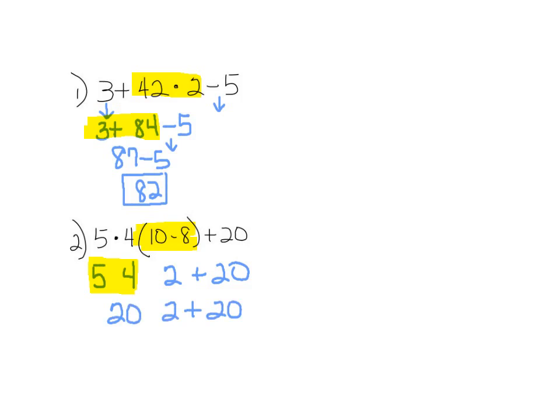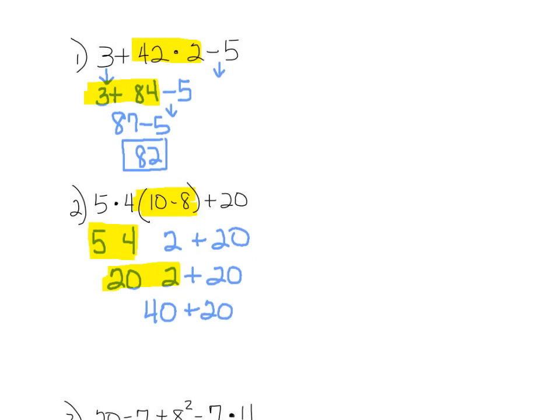Okay, the next step in the order of operations, we're still not done with that step of multiplication and division. There's another multiplication that we can do. So we will do 20 times 2, which is 40. Bring down the plus 20. And that's our last operation. 40 plus 20 is 60, and that's the value of our expression.